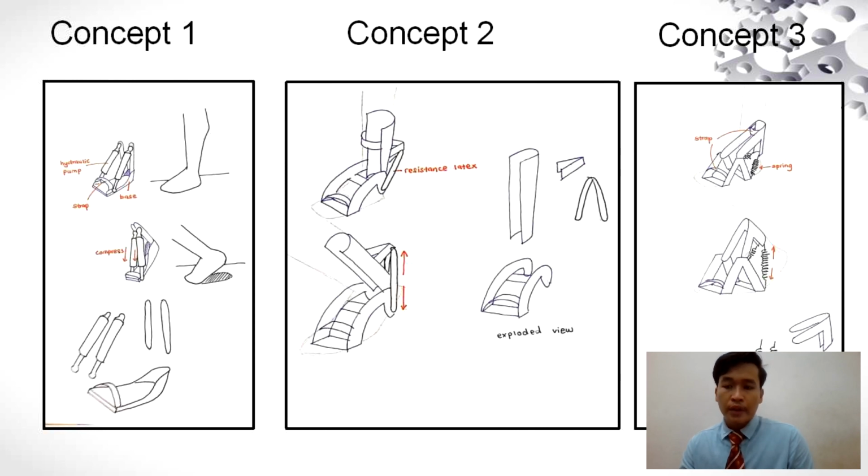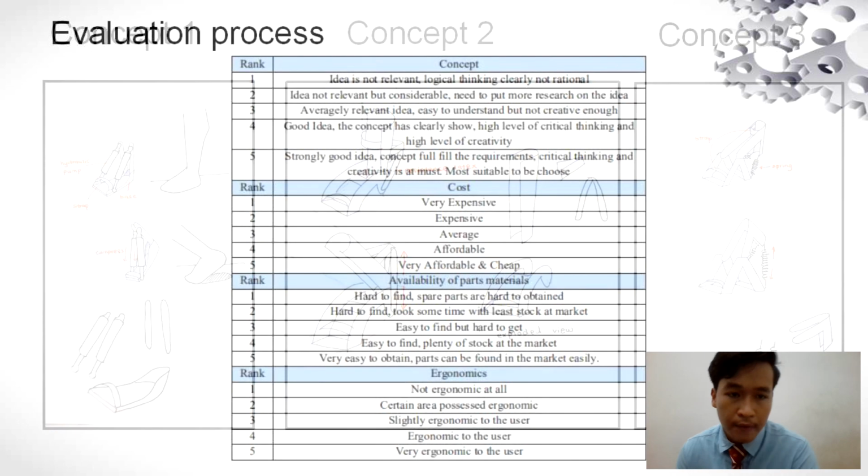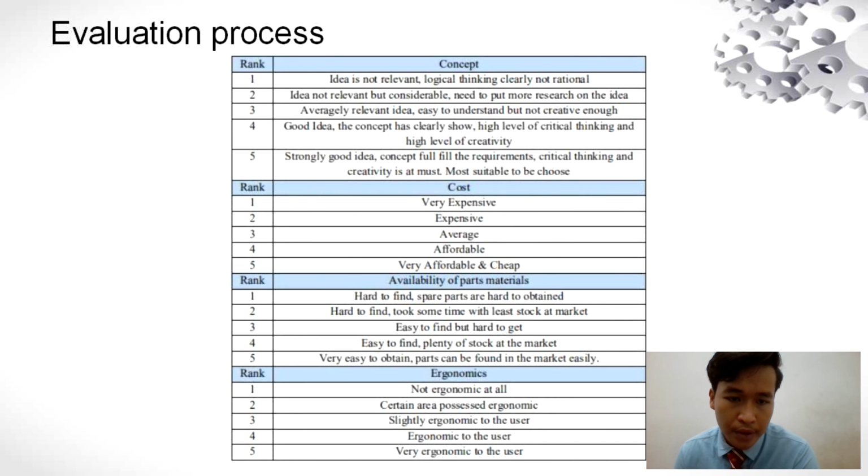For the evaluation of the conceptual designs, we use this evaluation process covering concept, cost, availability of parts, materials, and ergonomics. The rank is from 1 to 5, where 1 is the lowest and 5 is the highest. For example, concept rank 1 means the idea is not relevant and the logical thinking is clearly not rational, and 5 means a strongly good idea, the concept fulfills the requirements, and it is most suitable to be chosen.